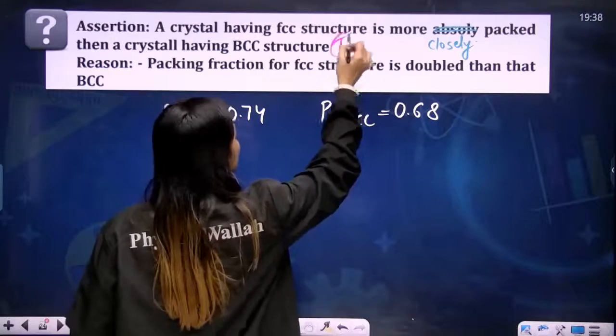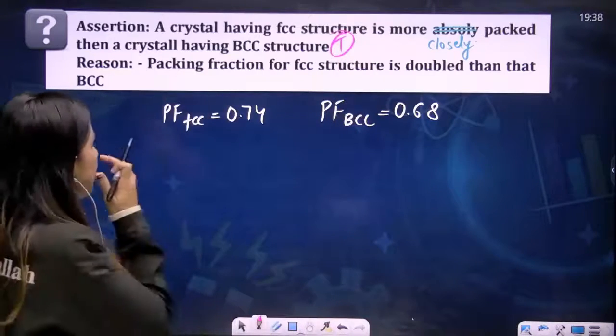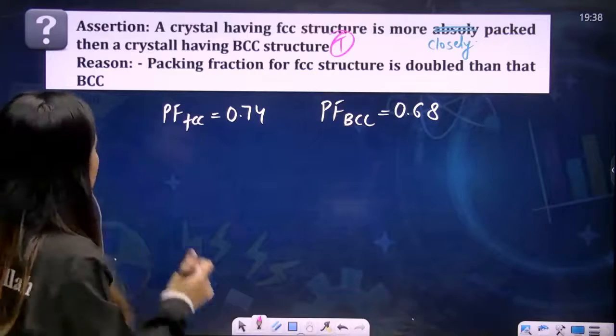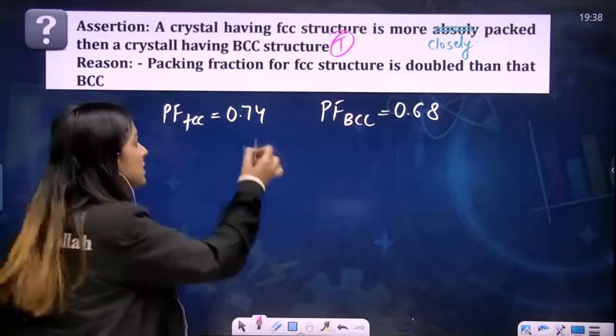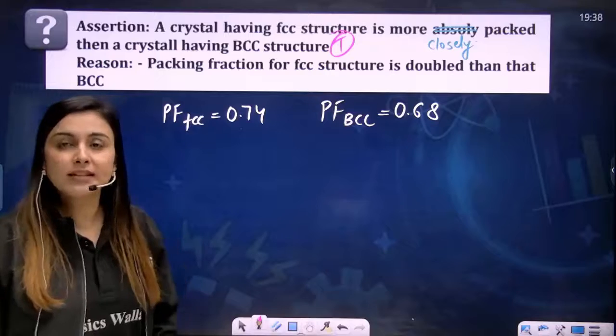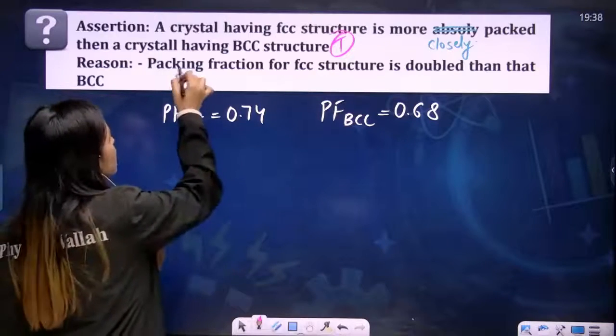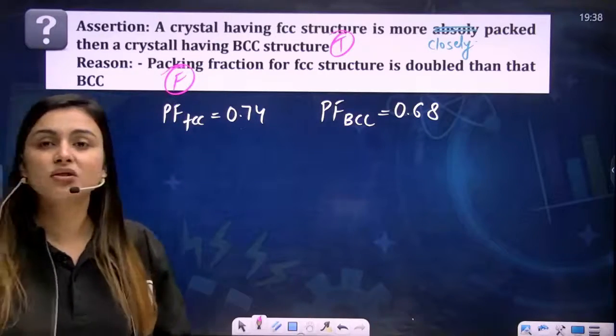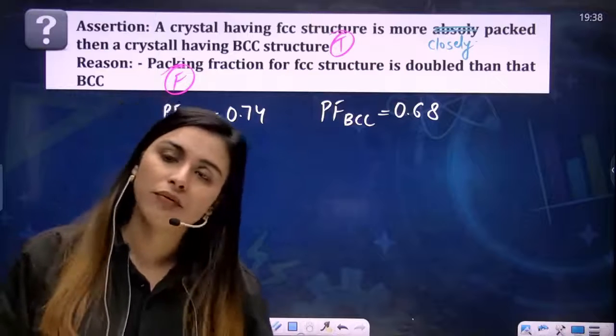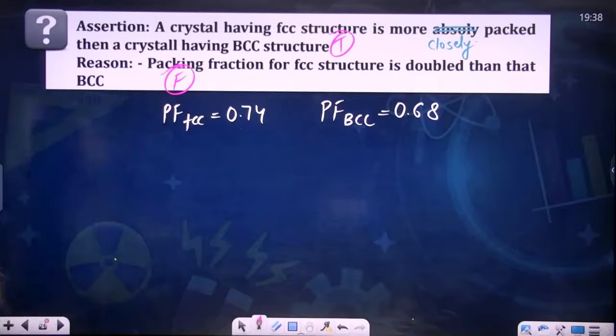Reason says that packing fraction for FCC structure is double that of BCC. Is 0.74 double of 0.68? No. So this statement is false. Your first statement is true, but your second statement is false. Perfect. This is how you will be solving this type of question. Please write it down and then we'll move forward.